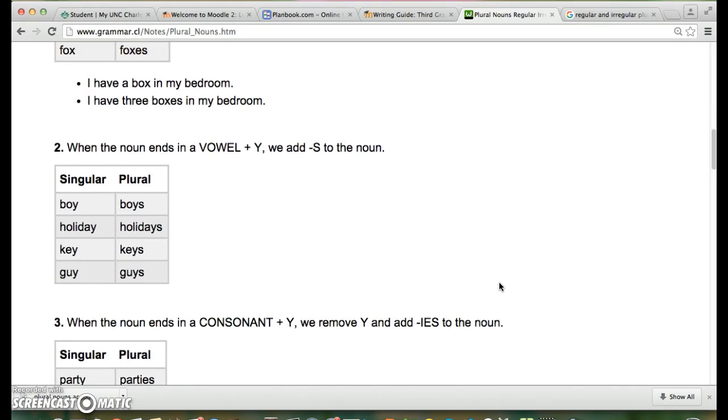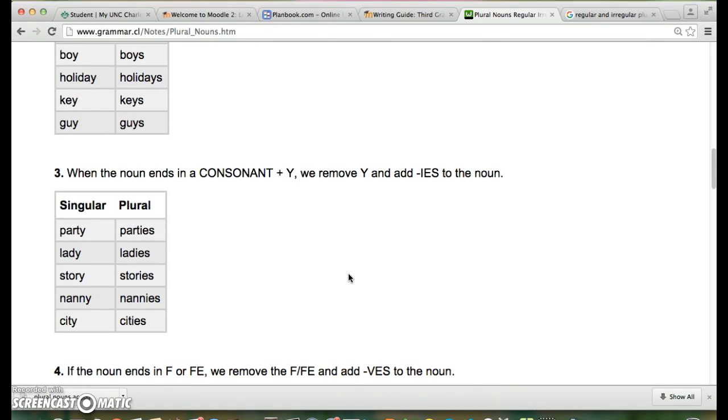So another rule is whenever the noun ends in a vowel y, we add s to the noun. So that's like boy, o is a vowel, so it's boys. Holiday, a is a vowel, and then there's the y, so you just add an s. Key, e is a vowel, so then there's the y, so you just add s.